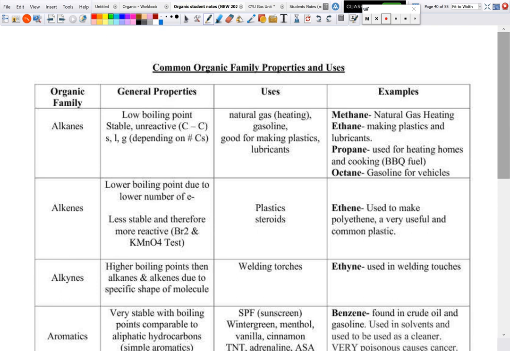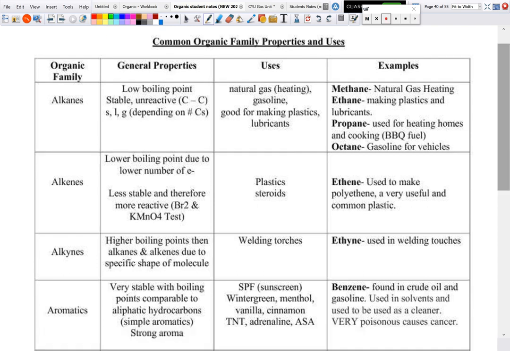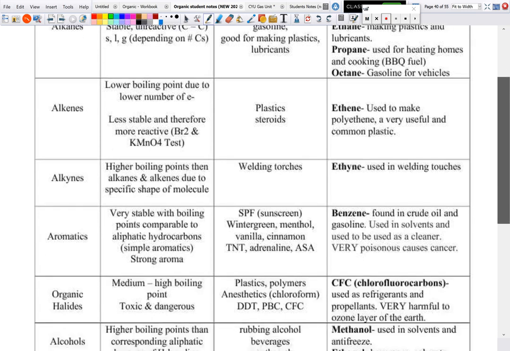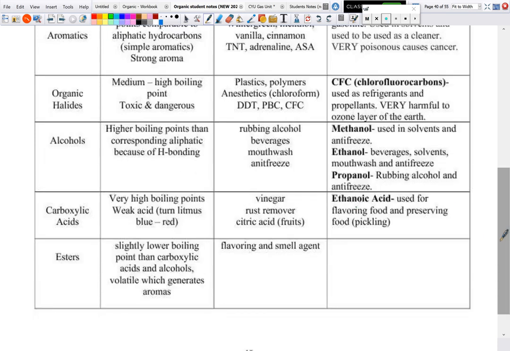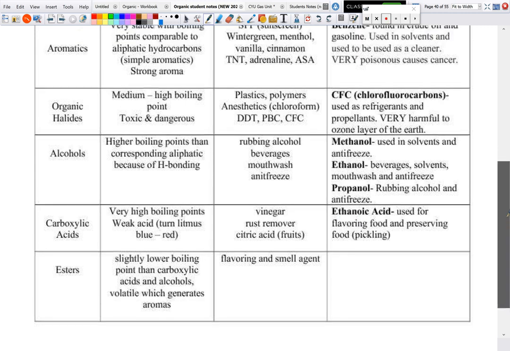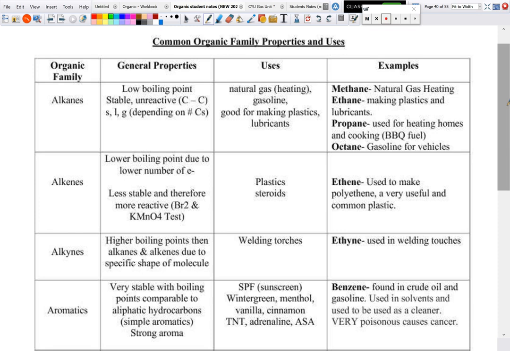Now, last but not least, before we get into organic reactions, please have a look at this right here. It's just common organic families, their properties, and their uses. For the most part here, just look at the uses. You'll notice that all different organic molecules do have very common uses. All right, and you will need to be familiar with the general examples right here. So there's not a lot: methane, ethane, propane, octane, ethene, ethyne, benzene, our chlorofluorohydrocarbons, a few alcohols, and one ethanoic acid. So these here are just kind of general properties, but please have a look through and just make sure you are very comfortable with looking at a particular organic family and of course some of the general uses that they can have.